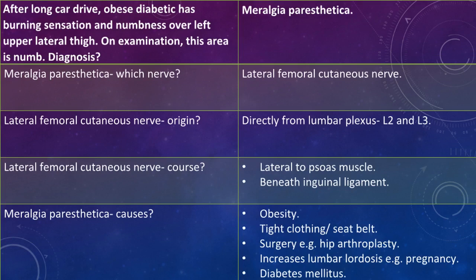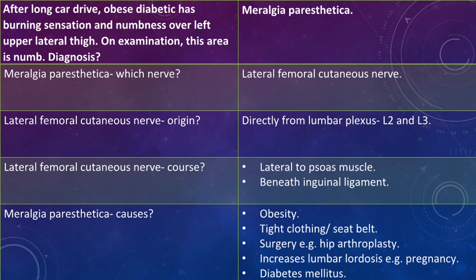After long car drive, obese diabetic has burning sensation and numbness over left upper lateral thigh. On examination, this area is numb. Diagnosis? Meralgia paresthetica. Meralgia paresthetica, which nerve? Lateral femoral cutaneous nerve. Lateral femoral cutaneous nerve origin? Directly from lumbar plexus L2 and L3.